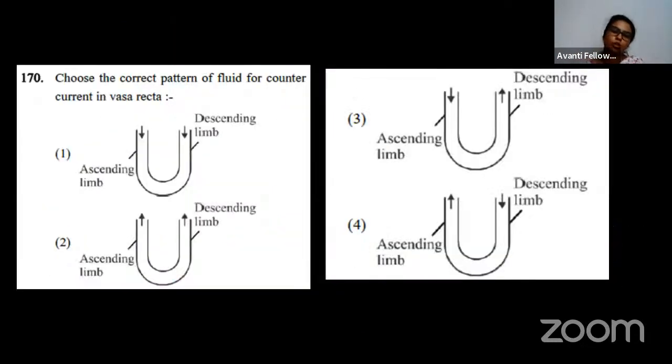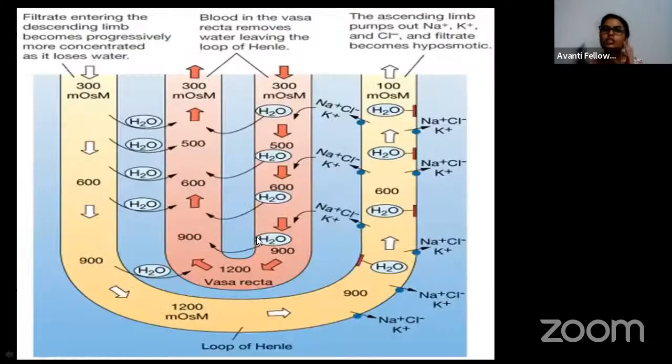ठीक है. चलो. Now choose the correct pattern of fluid for counter current in vasa recta. ठीक है. vasa recta की counter current में क्या होता है उसका यहाँ पे pattern देखना है. So for this, let us understand what actually is counter current mechanism. So this counter current mechanism you are going to study in urine formation. ठीक है, जो यहाँ पे हम लोग excretion के बारे में पढ़ते हैं, formation urine के बारे में पढ़ते हैं, वहाँ पे we are going to understand this.